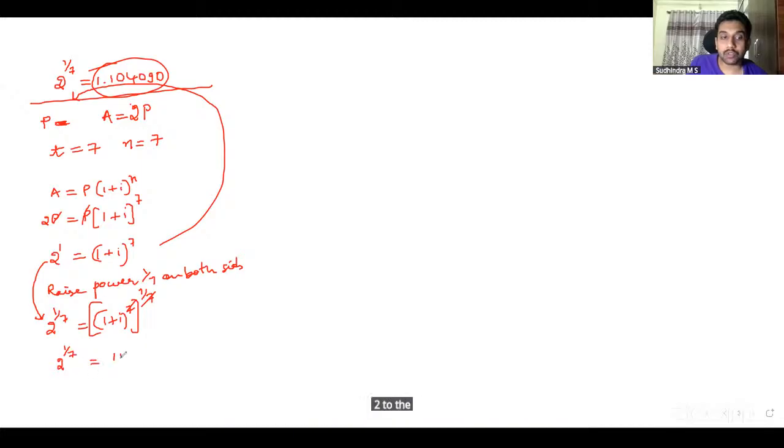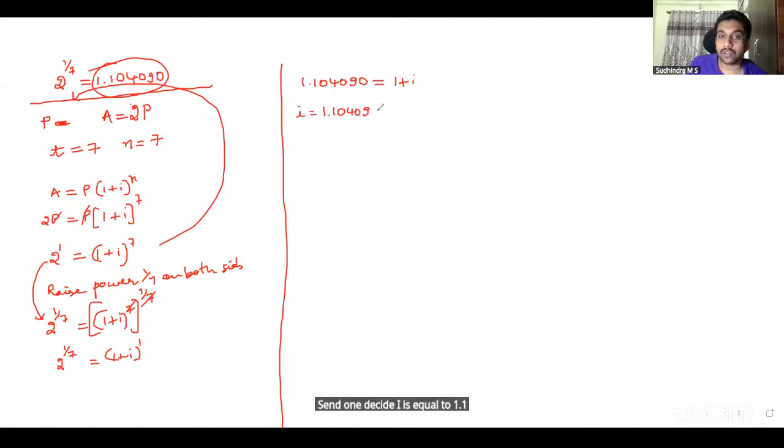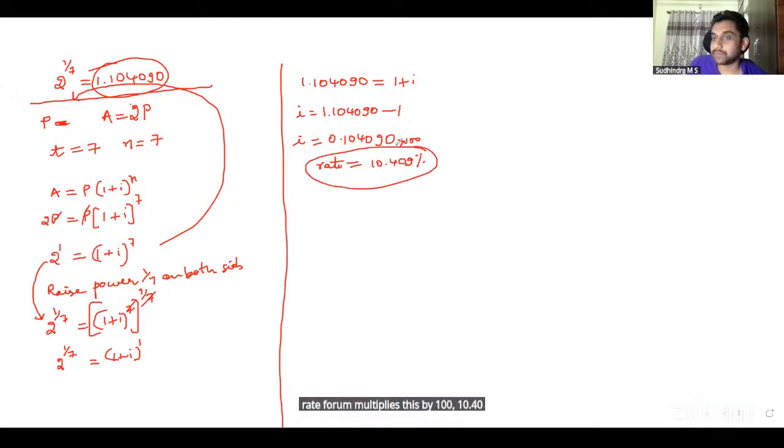2 to the power 1 by 7 is 1 plus I to the power 1. So what is 2 to the power 1 by 7? 1.104090 equals 1 plus I. Send 1 this side. I is equal to 1.104090 minus 1, which is 0.104090. If you want it in rate form, multiply this by 100, 10.409%. Is this clear? Multiply by 100, Bhargavi. That's it.